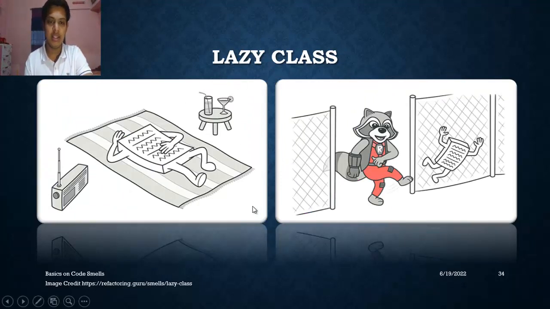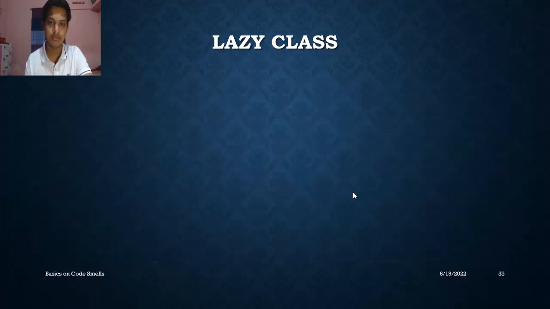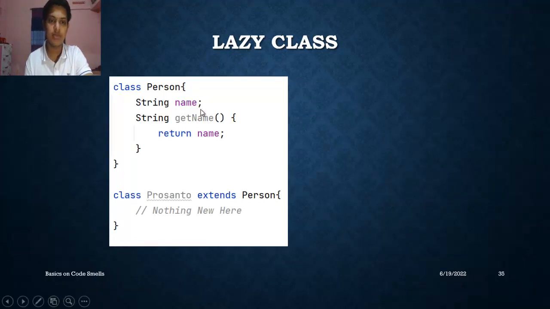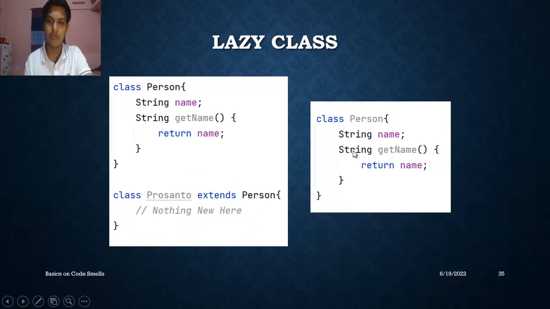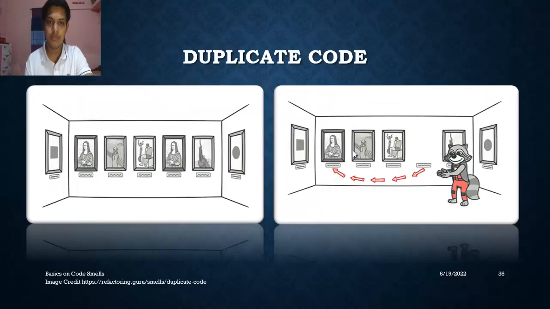Lazy class. In our project or in our code we may have some lazy classes. We have to reduce the lazy classes because there is no need for them. For example, in the Person class we have a name and getName which returns the name, but a class called Prosanto extends the Person and there is nothing new here, so we have to remove this lazy class from the project. We can have duplicate code.